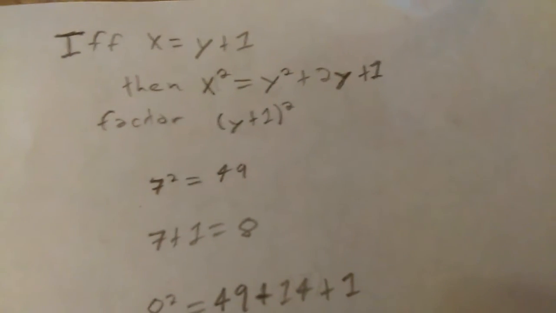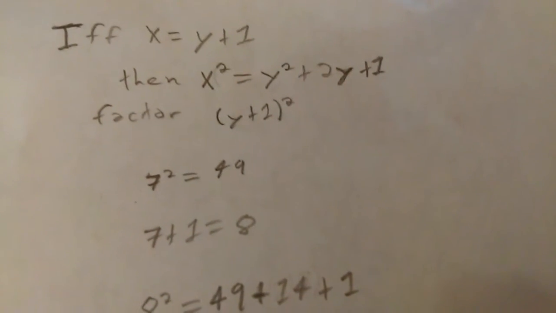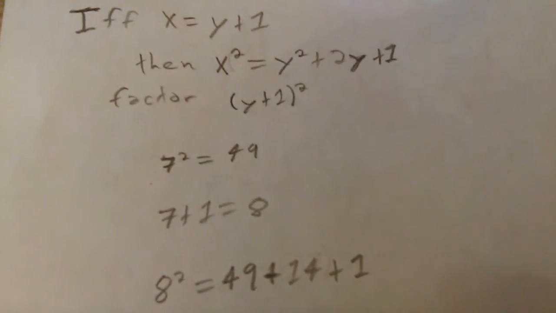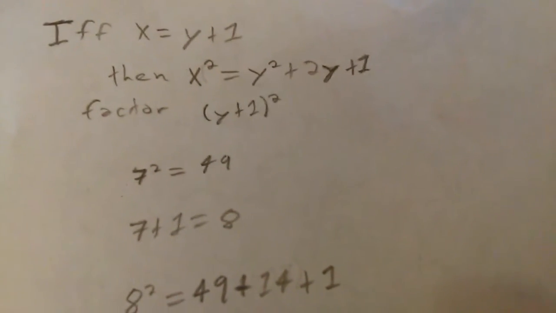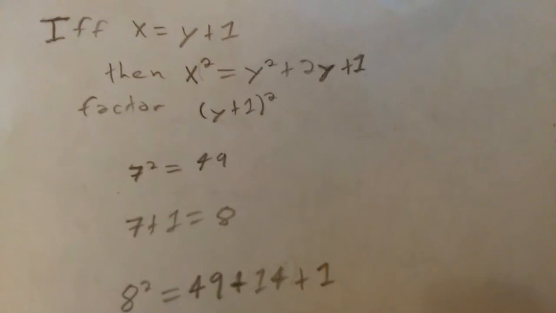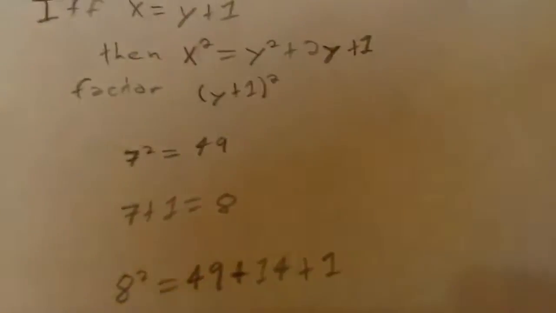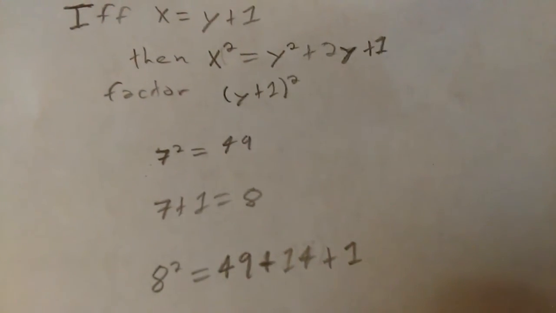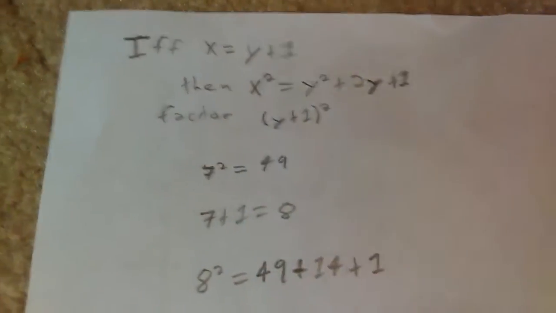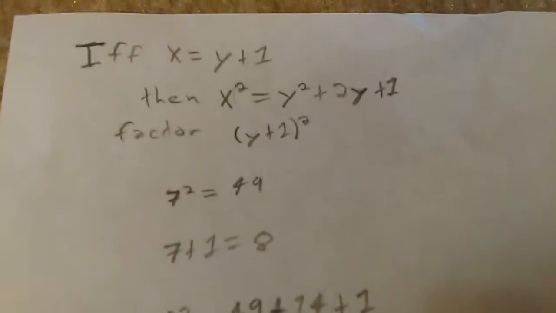I'll be showing off some math patterns, I guess, that I noticed. So, if x equals y plus 1, then x squared plus y squared equals 2y squared plus 1.